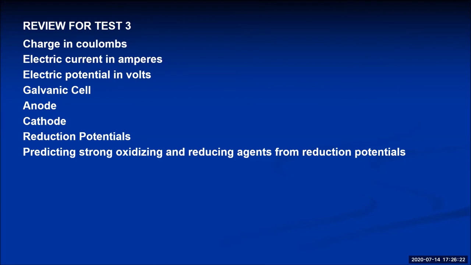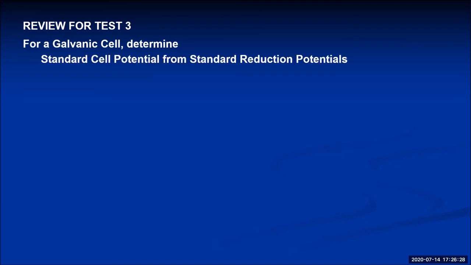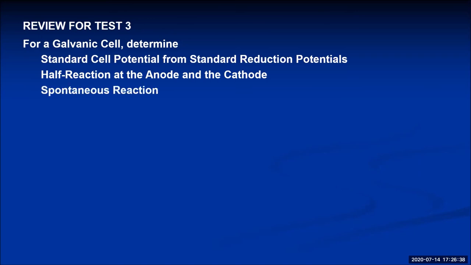reduction potentials to predict strong oxidizing agents and reducing agents from those reduction potentials. And then for a galvanic cell, I would like you to be able to determine the standard cell potential from the standard reduction potentials, determine the half reaction that occurs at the anode and the half reaction that occurs at the cathode, what the overall spontaneous reaction is for the galvanic cell, and be able to write me a line notation for a galvanic cell.